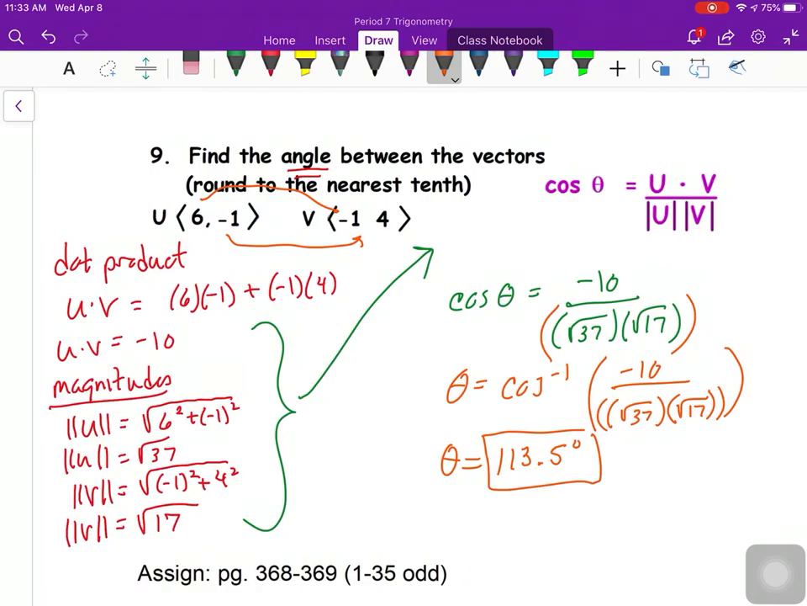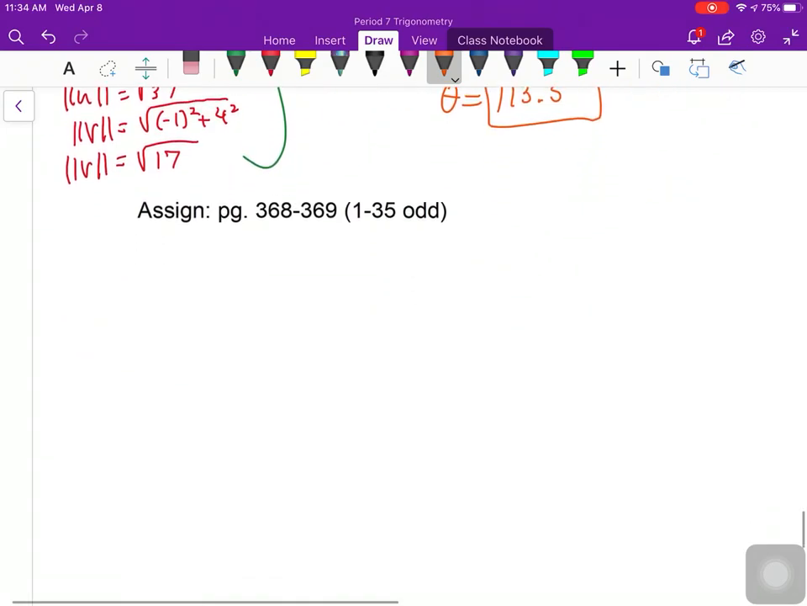So to calculate that, the two things we needed to know were the dot product, 6 times the negative 1 plus negative 1 times 4. Added those together, got negative 10. The magnitudes, square root of 6 squared plus negative 1 squared, square root of 37. Magnitude of v, square root of negative 1 squared plus 4 squared, square root of 17. Plugged it into the formula. Inverse cosine gives us our answer. Okay. Algebraic approach to vectors.